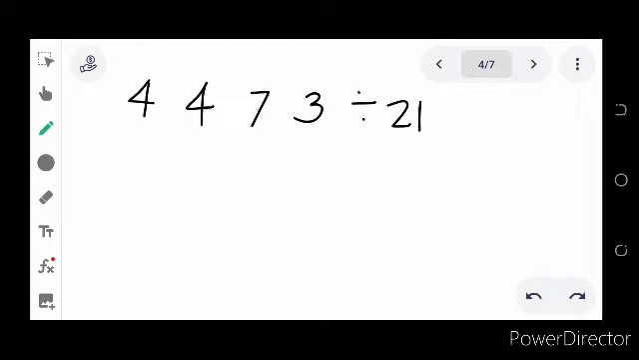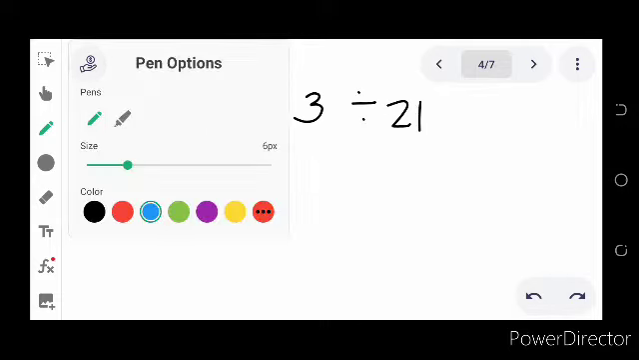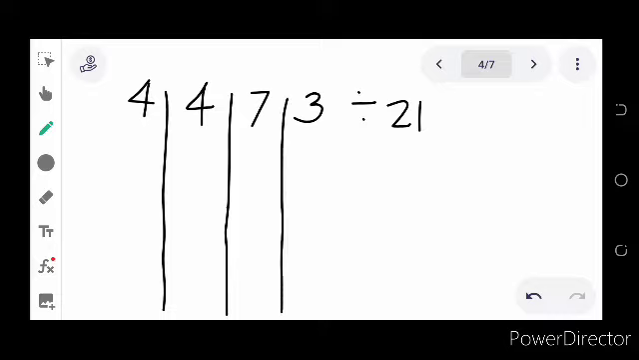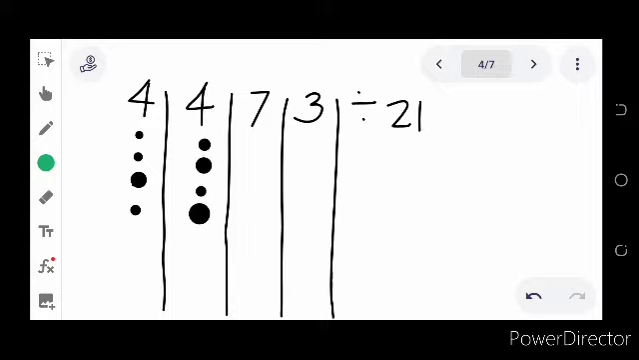Next, fourth example, you have 4,473 divided by 21. So divide this into columns, that one, and then represent each digit by dots. 1, 2, 3, 4. Let's just try to make the dots a little bigger. Then 4, 1, 2, 3, 4. 1, 2, 3, 4, 5, 6, 7 for this one here. And then you have 1, 2, 3.